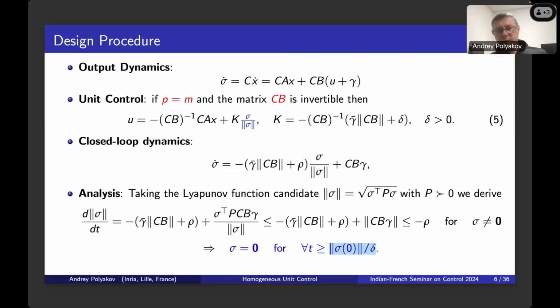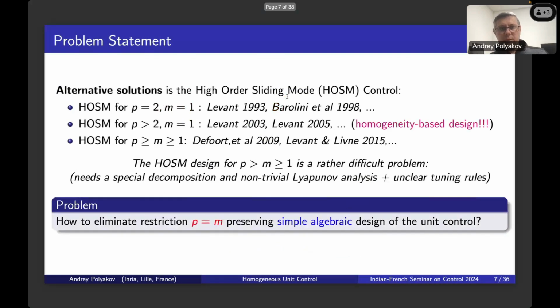So this is a very simple design. It's algebraic, very simple. We just need to invert some matrices and select some gains rather easily. And we guarantee that we design the sliding mode controller for the selected surface sigma equals 0. But the assumption here on M is rather restrictive. So the question is how to relax this assumption.